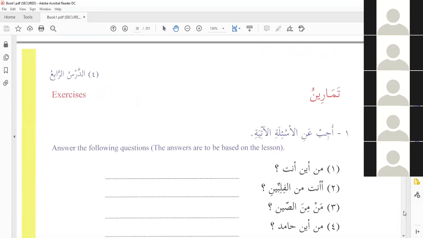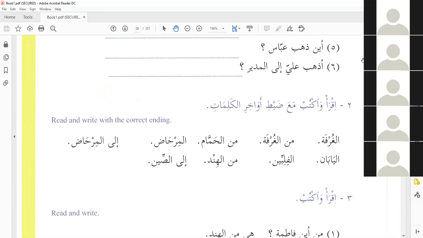Oh, yes. So if the question is, Adhahaba Aliyyun ila al-mudiri, you have a couple options of how you could answer. La. Good. You could say la, and then what else might you add? Dhahaba Abbasun ila al-mudiri. Yes. So you could correct that aspect of it. Or you could stick with Ali and mention where Ali went. You could say, la, dhahaba Aliyyun ila al-mirhadi.